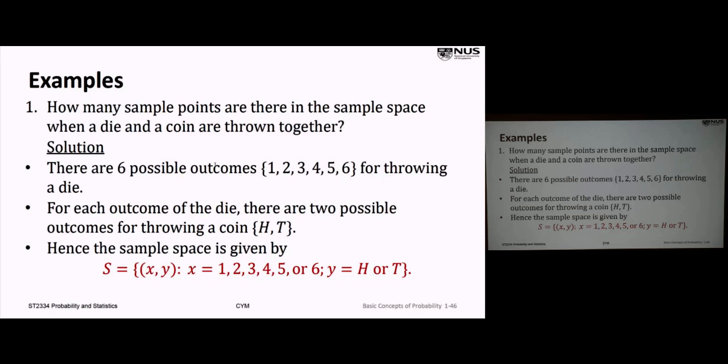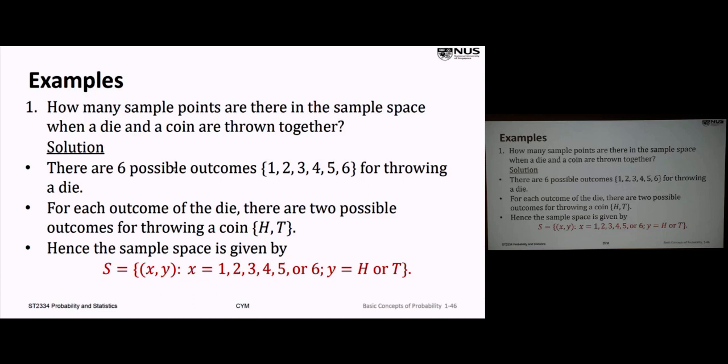Okay. So the first one, I've even read the notes. So this first one is how many sample points are there in the sample space when you roll a die and you flip a coin? It's almost the same example as I was quoting, and that was by chance because I didn't read this before I came. So the 6 possible outcomes, 1, 2, 3, 4, 5, 6.